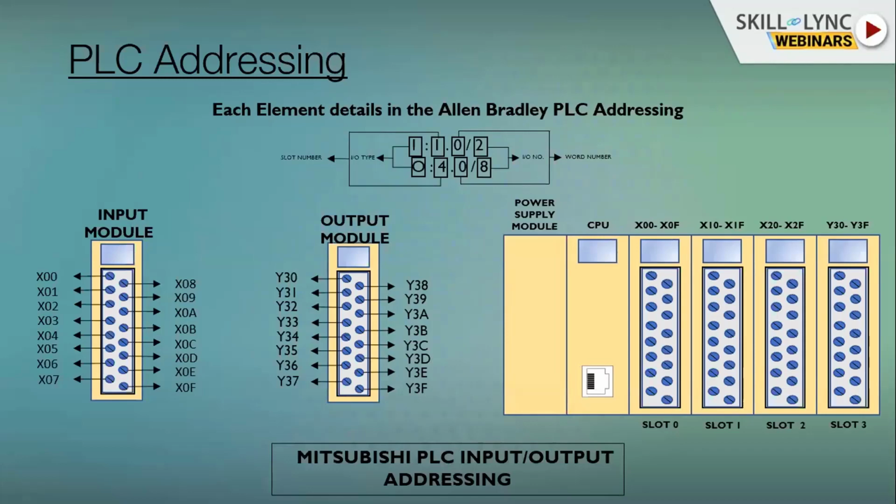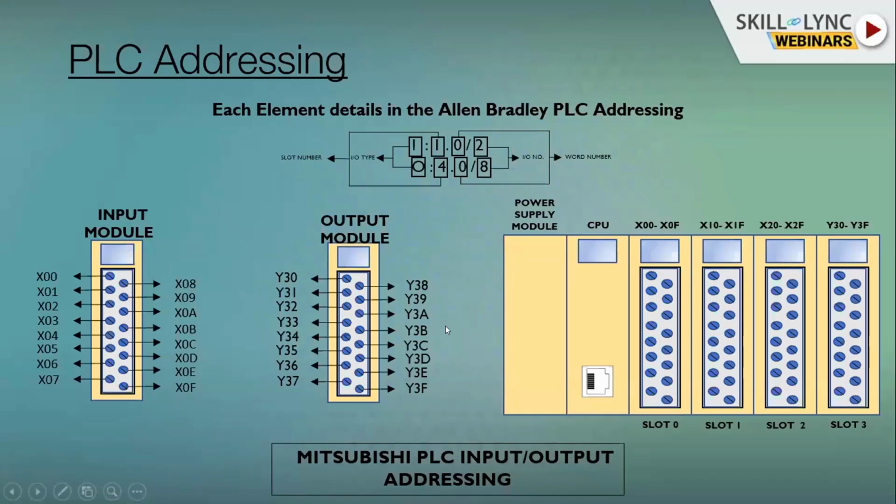First is the I/O type, then a colon. Then the next number is the slot number, which says the location in the PLC system. Then subgrouping, also known as the word number, to group these input points. Then at the end it shows the number of the I/O.